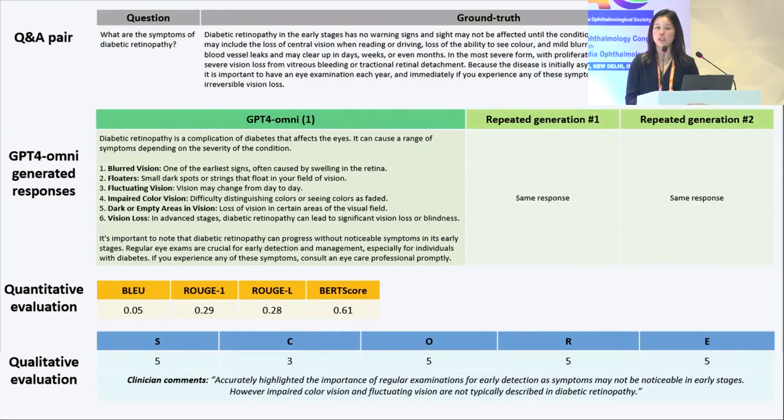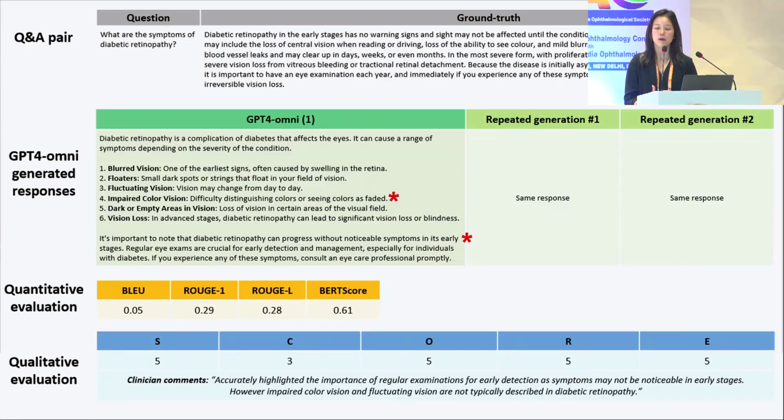Similarly, in another question on symptoms of diabetic retinopathy, the LLM-generated response correctly identified the importance of regular examinations for early detection, as symptoms in diabetic retinopathy may not be apparent in early stages. Using the quantitative metrics, again, this scored relatively poorly, and we can see that it's particularly in metrics like BLEU and ROUGE, which focus on exact word matching, which may not be relevant in clinical answering.